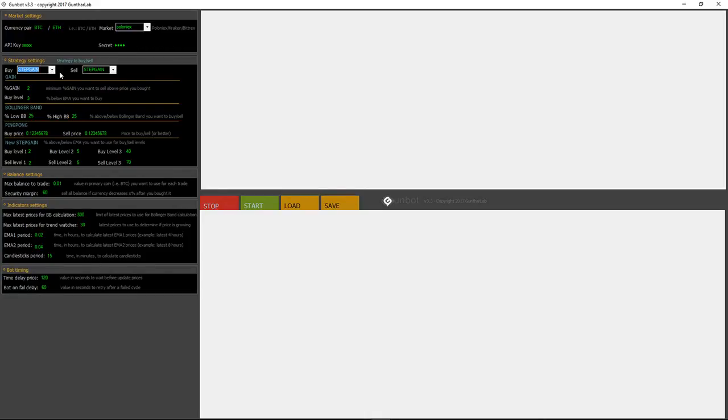But for the purposes of this demonstration, guys, we're going to use step gain, and step gain comes down into this section here. Basically what this is saying is, if percentage below or above the EMA, once again the EMA is down here, if it drops by 2%, buy it. If it continues to drop beyond 2% and gets to 5, buy at level 2, and if it continues to fall further than that, buy at level 3.